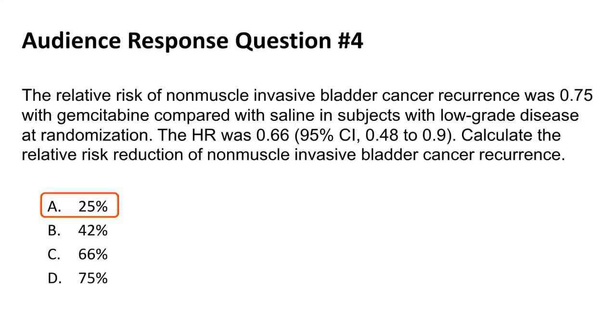The correct answer is A, 25%. The calculation for relative risk reduction is 1 minus the relative risk. So in the question, we were told that the relative risk was 0.75. So that's 1 minus 0.75, which is 0.25 or 25%.